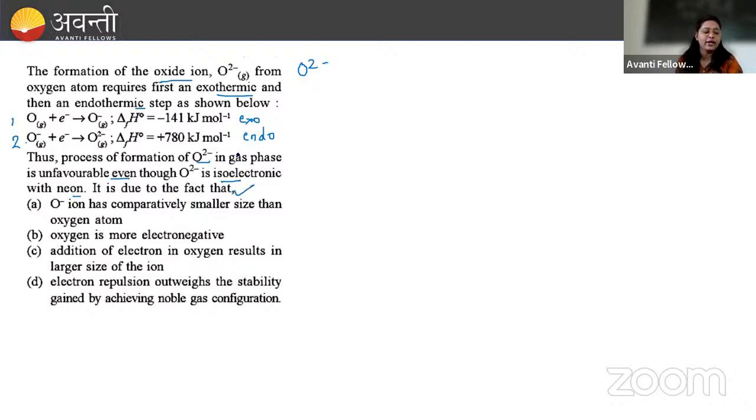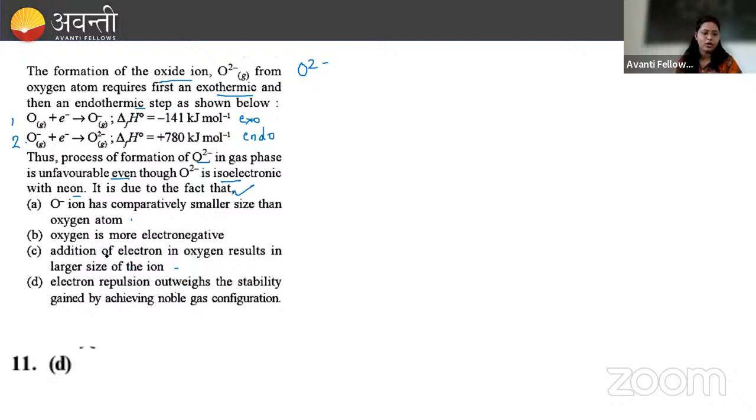So due to which fact it is happening? So O minus ion has a comparatively smaller size than oxygen atom. Oxygen is more electronegative. Addition of electron in oxygen results in the larger size of the ion, or electron repulsion outweighs the stability gained by achieving the noble gas configuration. So here, what is the answer actually? So here answer is what?